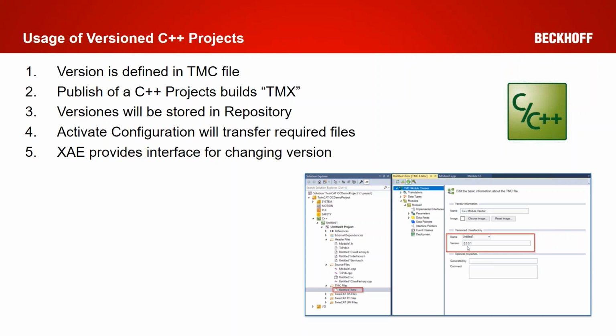So an activate configuration will transfer the required files from the engineering to the target system whenever it is required. So you will only have the startup versions during the initial activate configuration. If you are then afterwards doing an online change, the engineering environment will be able to transfer the new version to the target system, which was not transferred during the initial start, and put that into operation there.